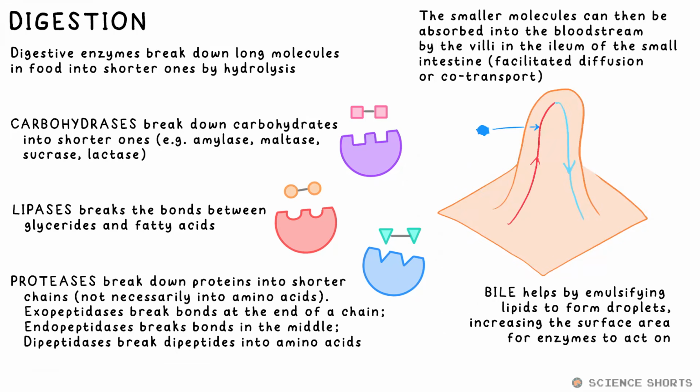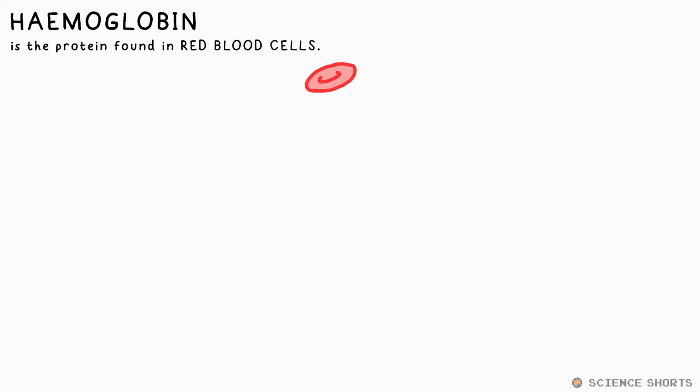The smaller molecules can then be absorbed by crossing the membranes of the cells in the ileum of the small intestine by facilitated diffusion or co-transport. Haemoglobin is the protein found in red blood cells. It's responsible for transporting oxygen around the body.